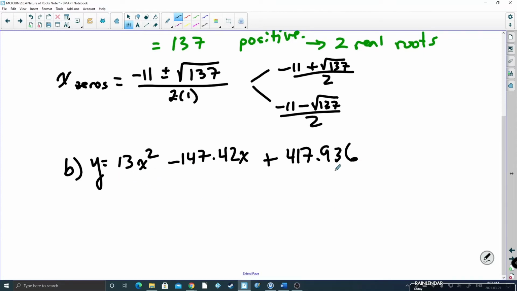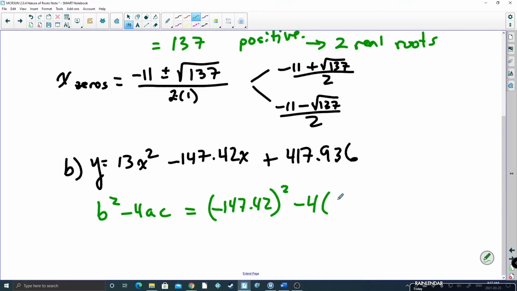Now here's another example, and you can see right away that this one is not factorable because we have these really ugly decimals involved. Let's see what happens when we do our discriminant for this one. So again, b squared minus 4ac. b squared is negative 147.42 squared, minus 4 times a, which is 13, times c, which is 417.936.